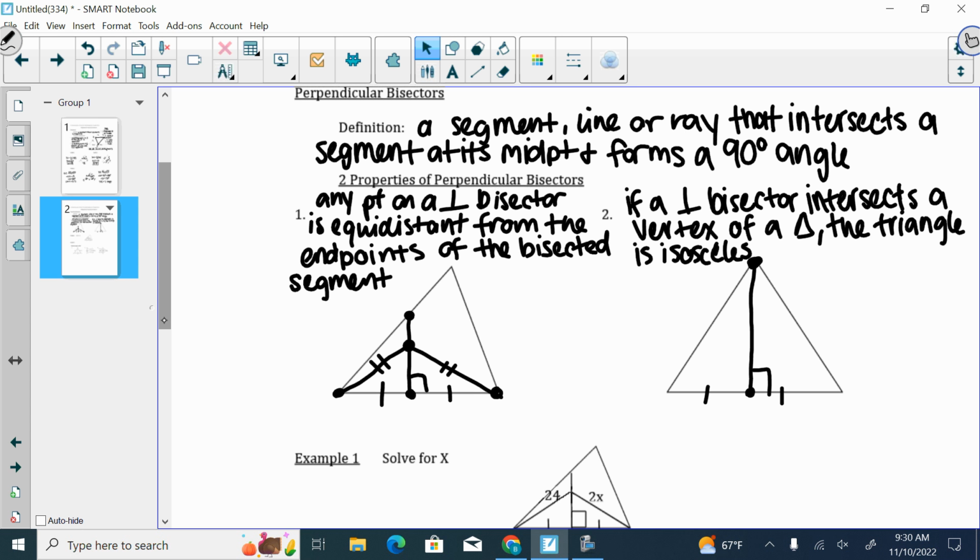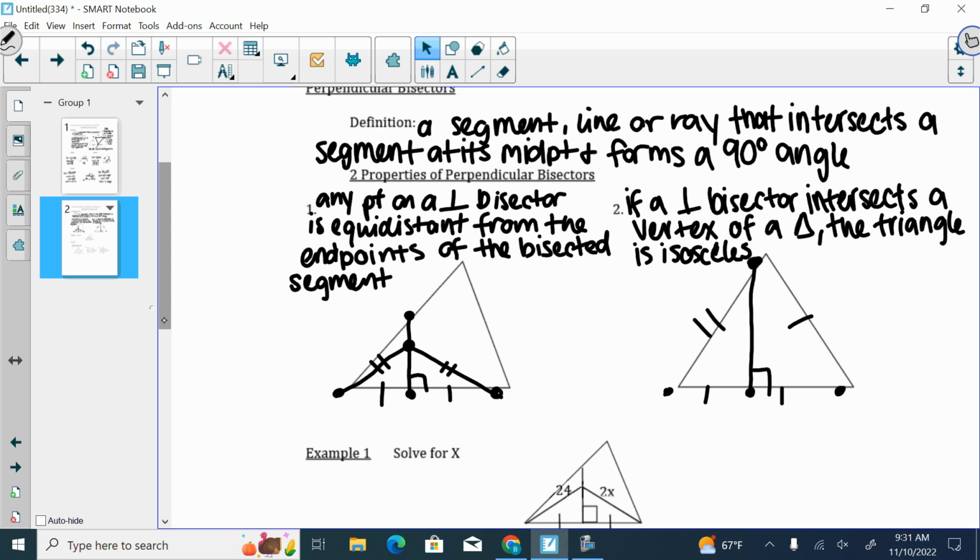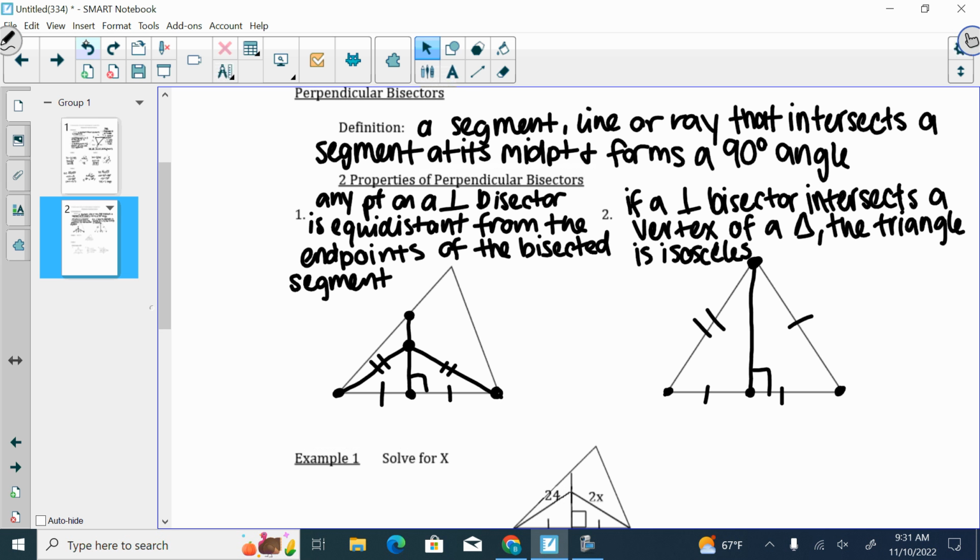Reason being, we said any point that happens to fall on that line, including this one, is equidistant from these 2 points. So this side and this side should be equidistant from our 2 points. So basically the same rule, it's just that it has to intersect at the vertex in order for us to be able to see that. Okay? All right, so keeping that information in mind, let's look at solving a couple of examples here.